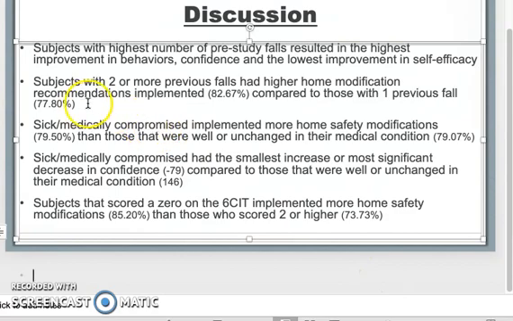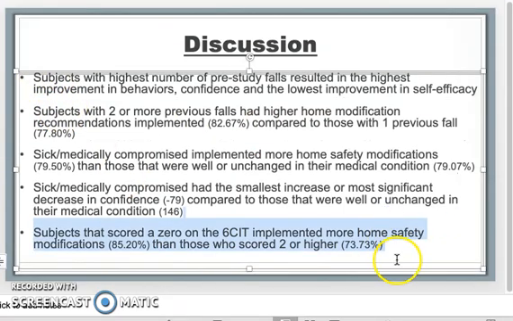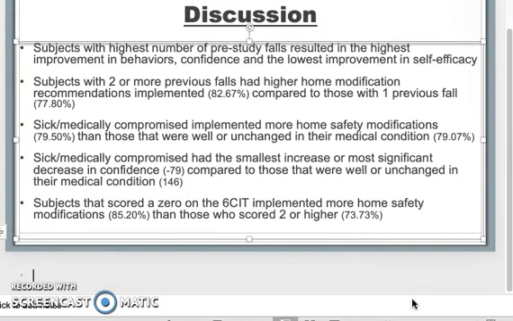Some of this you may do more phrases like 2 or more previous falls, higher home modifications compared to 1 previous fall. Instead of making it full sentences, just make it more phrases, but people still get the gist of what you're trying to say.